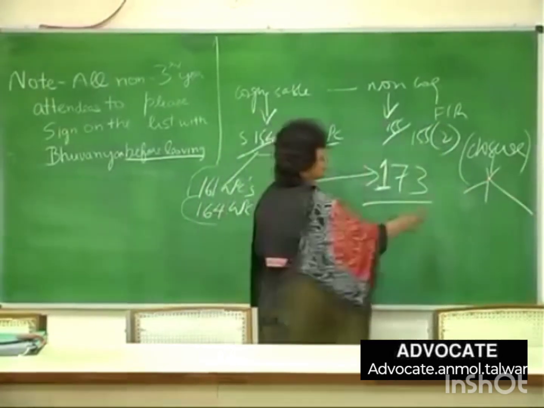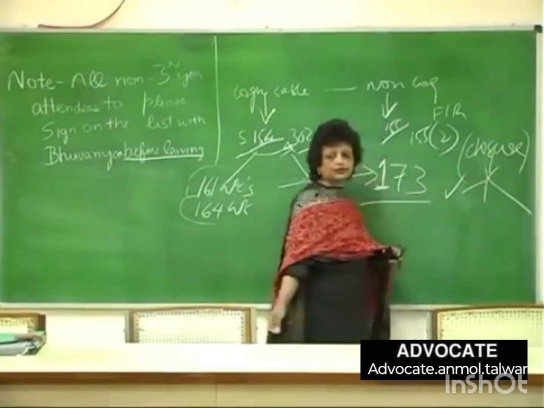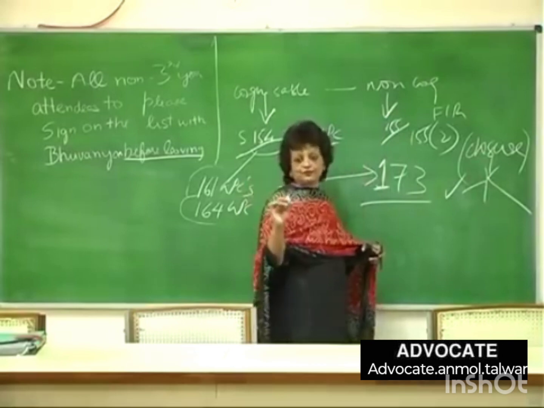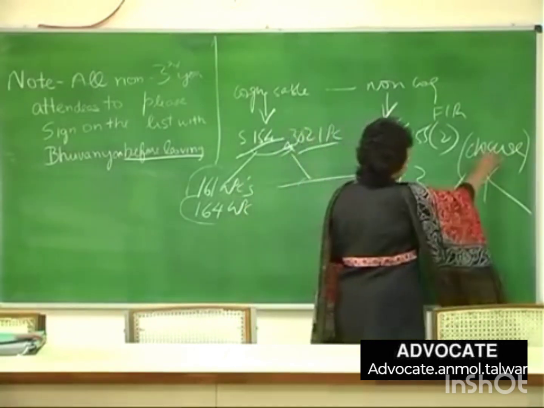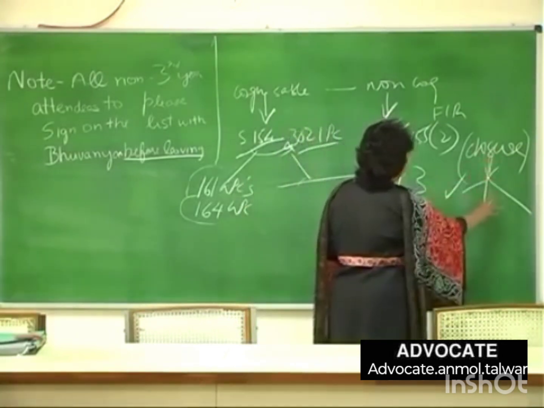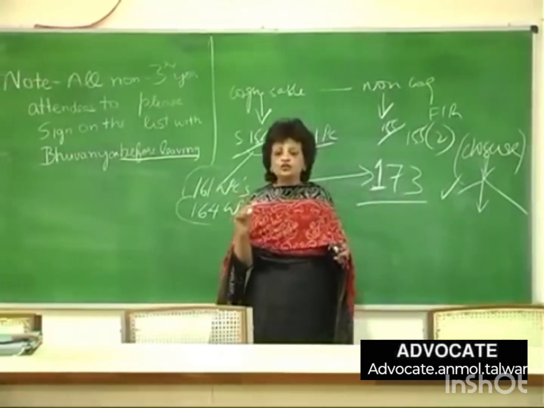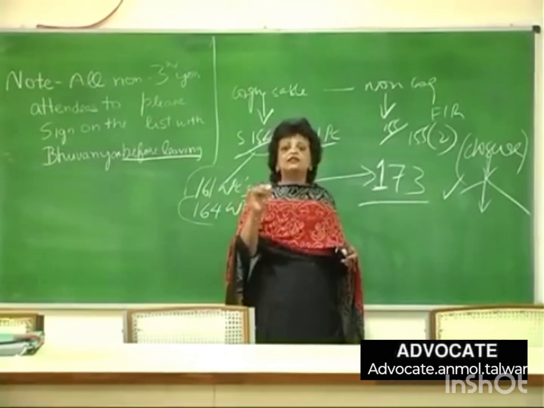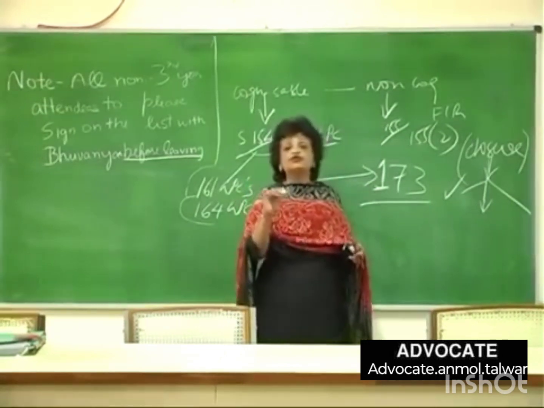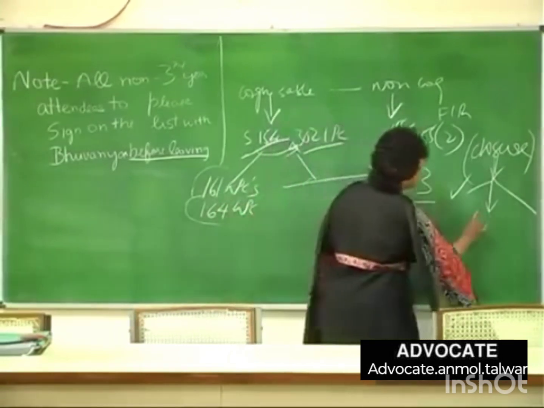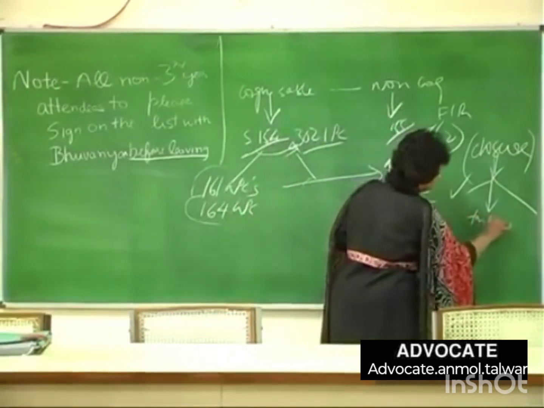One, the magistrate may accept the closure report, and therefore closure to the case happens. The magistrate may feel that there are elements of the investigation which have not been completed, and there are still clues available which require a further investigation, so the magistrate may order further investigation.